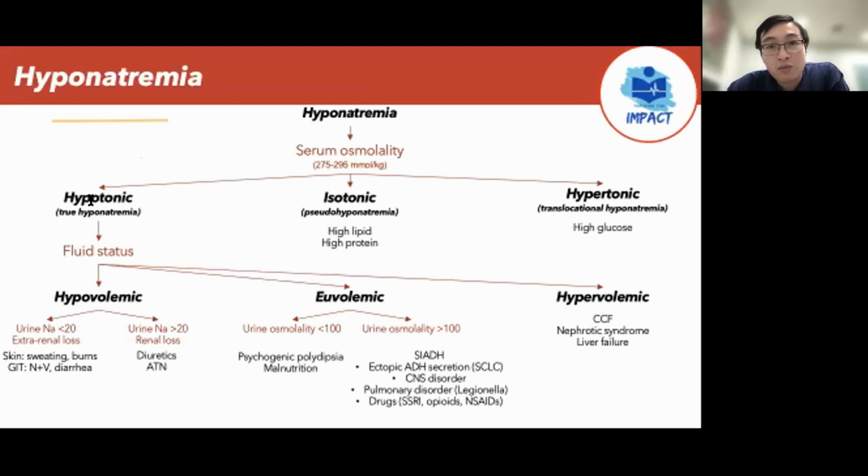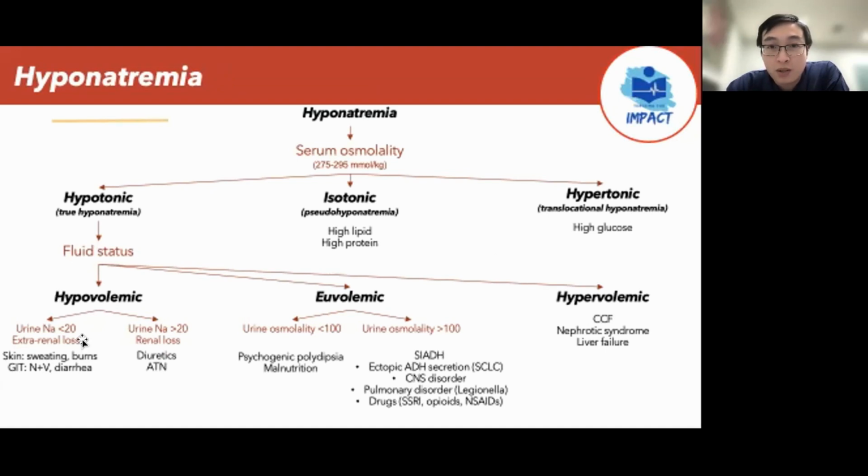But if you calculate the serum osmolality and you find that the patient is hypotonic, this is what we call true hyponatremia, and this is the kind of hyponatremia that we worry about. Once you've established that the patient has hypotonic hyponatremia, the next step is to go to the patient's bedside and work out the patient's fluid status. So is the patient hypovolemic, euvolemic, or hypervolemic?